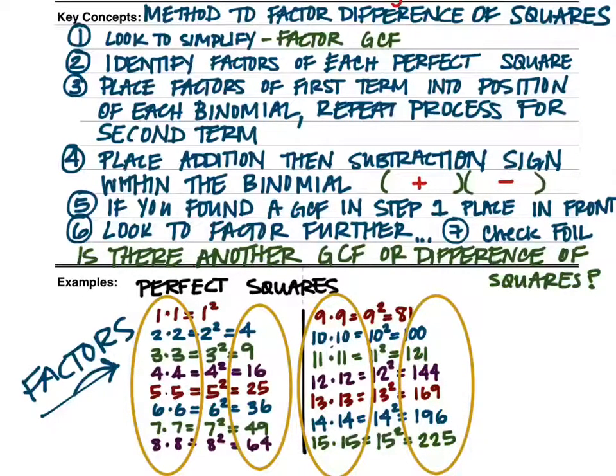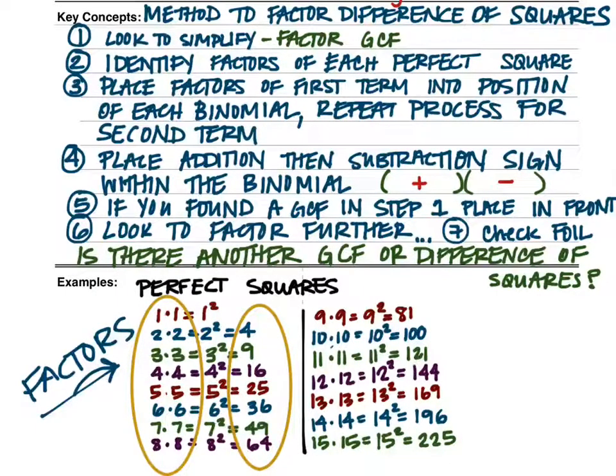I didn't quite get everything in there. So the perfect squares, let's see. Oh, it's tight. Perhaps I can try it this direction. There we go. So there we go on those perfect square pieces. Okay, lovely.